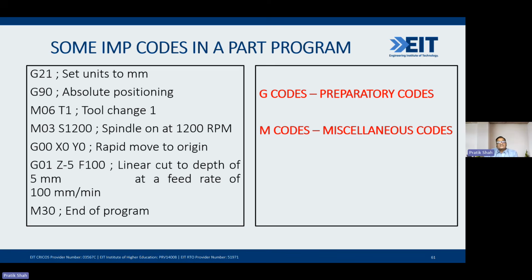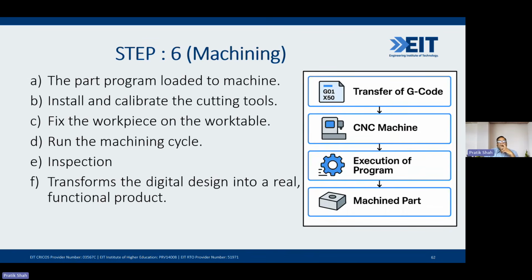M03 S1200 is spindle speed of 1200 RPM. So the part program is loaded to the machine. The beauty of CNC machines is the part program is automatically generated by the CAM software, as I will show you in the video. It will be directly generated by the CAM software, so you need not worry about that.